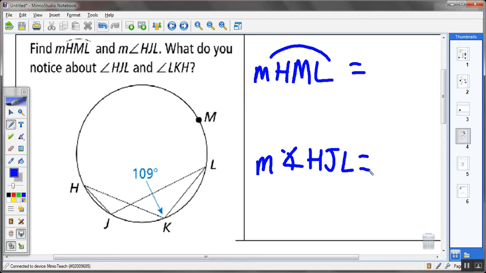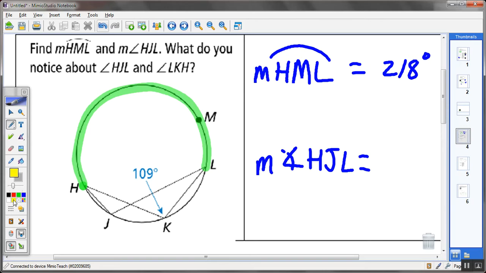Let's just highlight HML, kids. HML starts here. We have to go clockwise because we have to pass through M to get to L. That arc right there, which angle does that arc subtend to? Angle K down here. And angle K really is how many degrees? 109. So if this is 109, then we have to double that to get 218. I agree, 218 degrees.